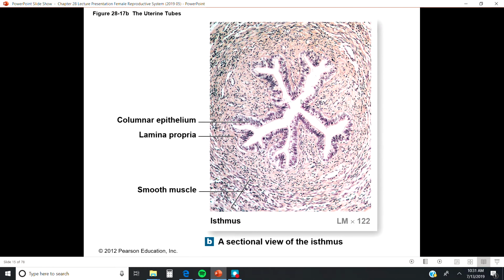So you can see the uterine tubes have a kind of collapsed lumen. You'll see it's not a big round lumen, it's more collapsed. All of these cells here, kind of purplish, these are going to be the columnar epithelium that have the cilia on them. And then you can see this is just some connective tissue underneath. This would be like the lamina propria, and then out over here is going to be our smooth muscle.